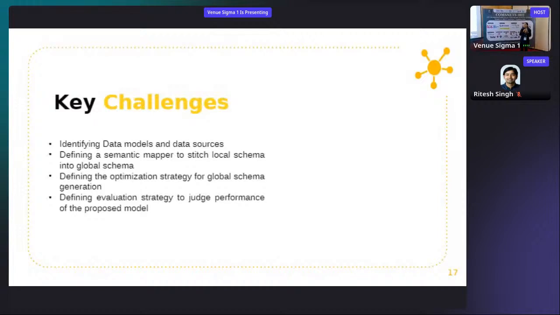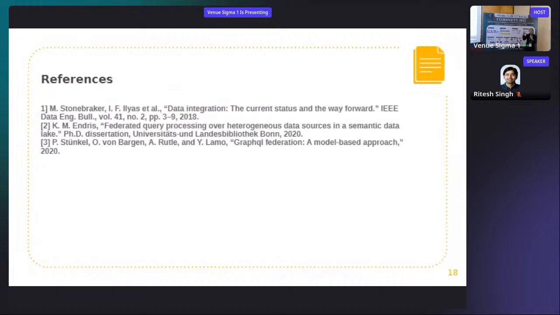Then defining the semantic mapper. When we are generating the global schema, what would be the different strategies to generate the global schema, and the optimization strategies to generate it? And again, defining the parameters. Once the architecture is ready and we have implemented it, what should be the parameters to judge the performance of the proposed architecture? These are the key challenges we are working on, and the key references.